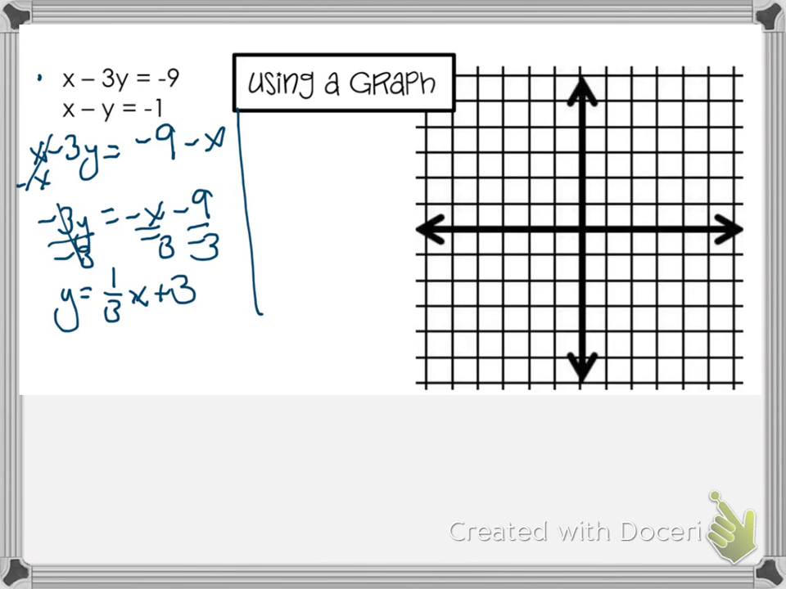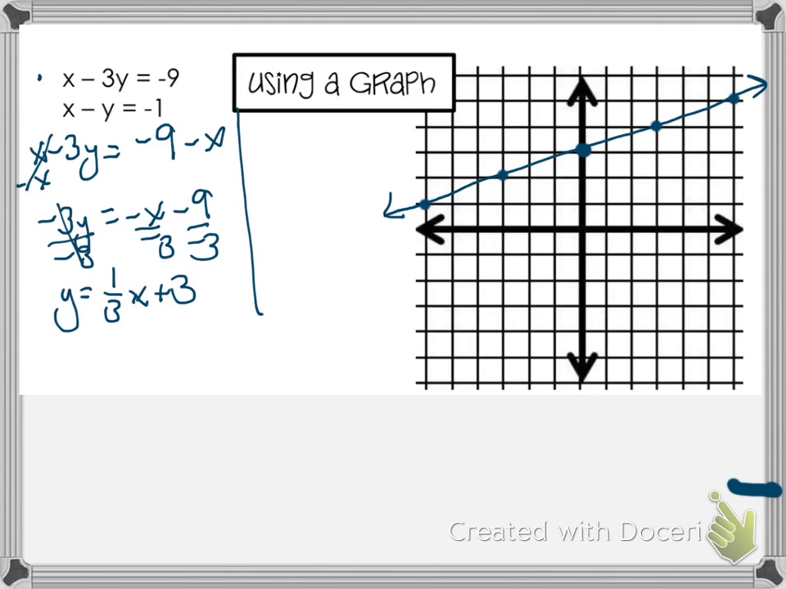We start at the 3, up 3, and then our slope is either 1 over 3 or negative 1 over negative 3. So we go up 1, right 3, down 1, left 3, and then we can repeat here. And so this is our graph for that line. So let's graph the second line.